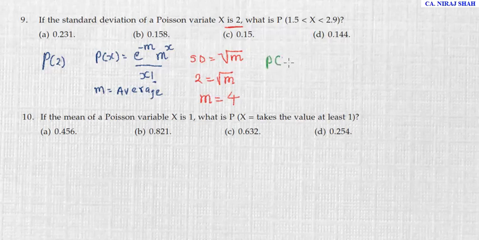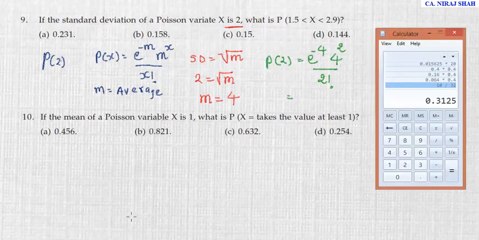P of 2 is equal to e raised to minus 4 into 4 raised to 2 divided by 2 factorial. Now you might be wondering how I should compute the value of e raised to minus 4. This can be easily done by using a calculator. Let's use it.